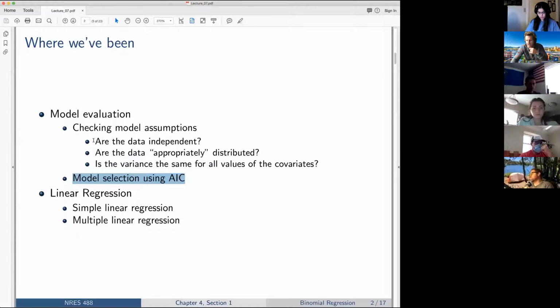The three assumptions that we've talked about are for linear regression models, for simple and multiple linear regression models. And those are: are the data independent? Are the data appropriately distributed? Before this slide, I had, are the data normally distributed, or are the residuals normally distributed? We're going to talk about other distributions besides the normal distribution. So that's why I changed this to appropriately distributed for this slide. And then, is the variance the same for all values of the covariates? Or more concisely put, is it homoscedastic?